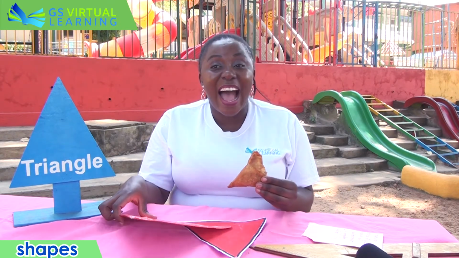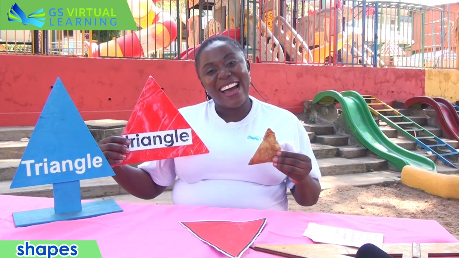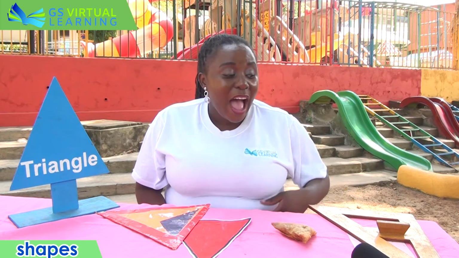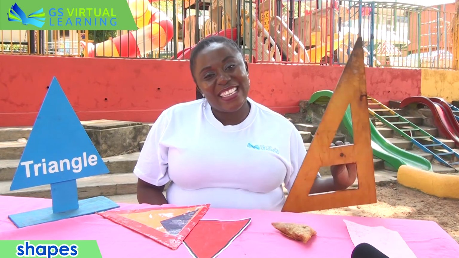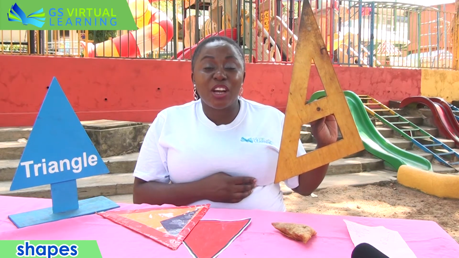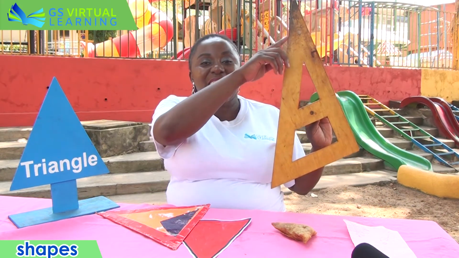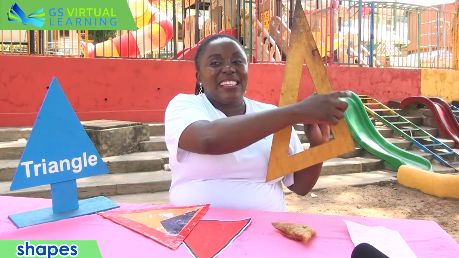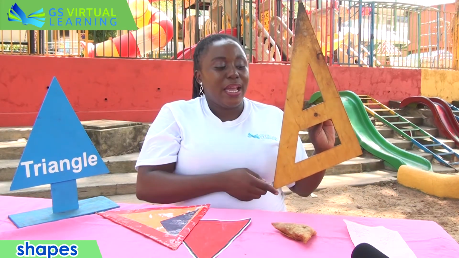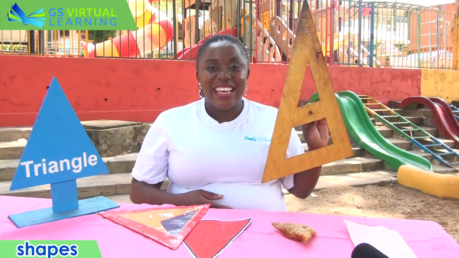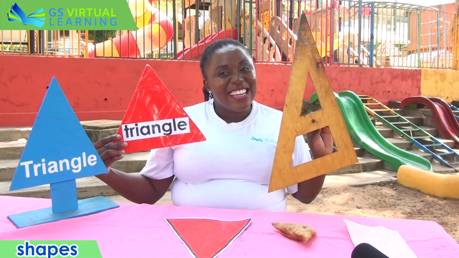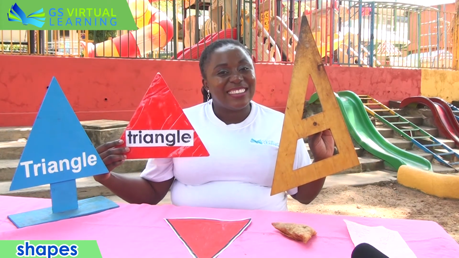A samosa in form of a triangle. I also have my wooden shape. It is in form of a triangle. It has 3 sides and it has 3 corners. My wooden shape is in form of a triangle.